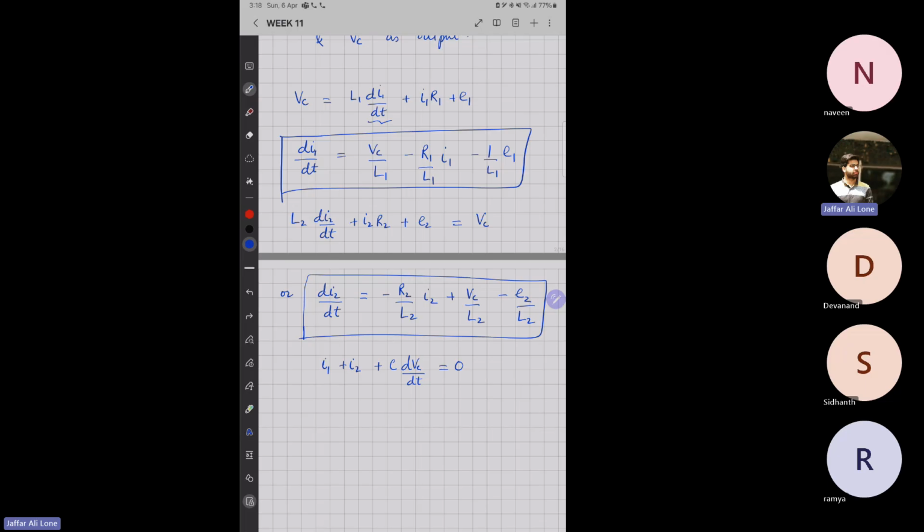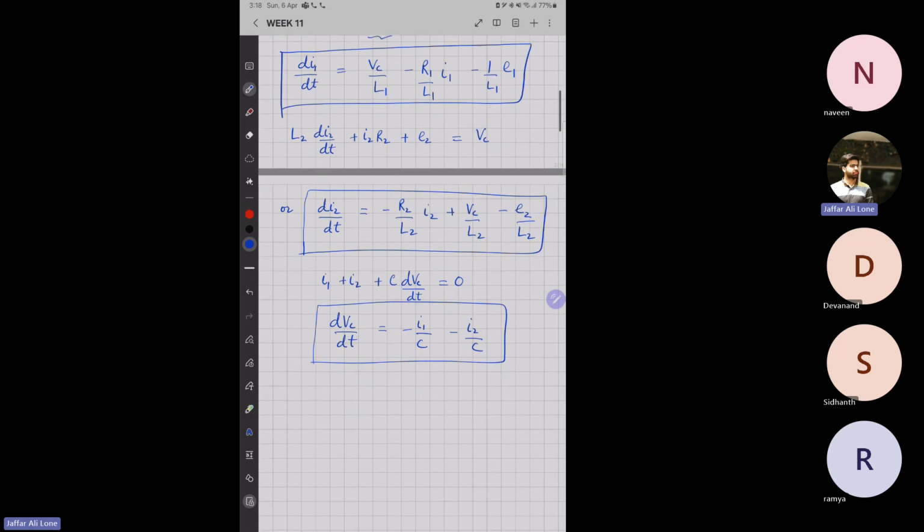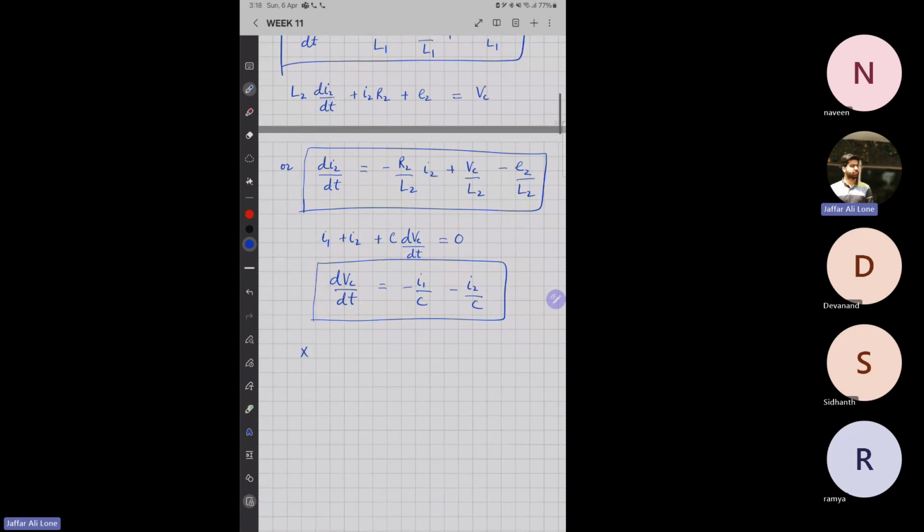So we can write from this equation dVC by dt is equal to minus I1 over C minus I2 over C. So I got differential equation number 3. I'm done. Why am I done? Because I only need 3 differential equations and I can write the state model. I know my state model representation is x dot is equal to Ax plus Bu. So what is x dot? X dot is di1 over dt, di2 over dt, dVC over dt. These are the 3 states and I have to write a differential of them. So this is x dot.